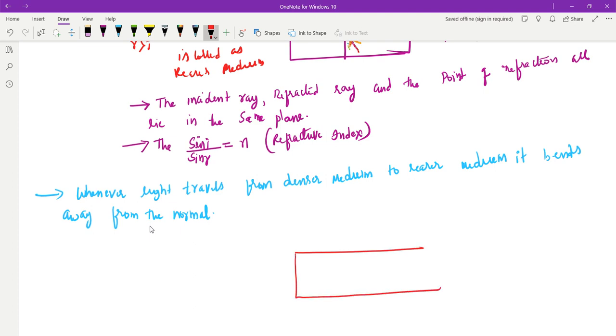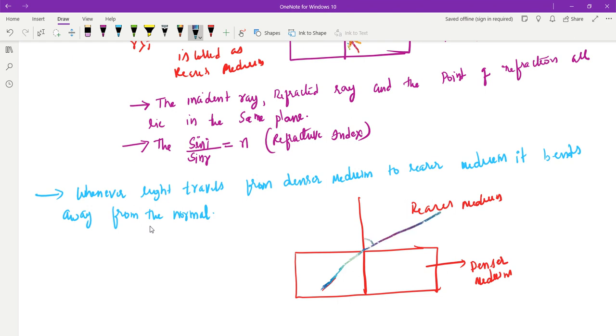Suppose you take this as a normal, and here take this as a denser medium, and this is the rarer medium. Now let us assume that the light is traveling from denser medium to rarer medium. This is the light. So what happens here? Light bends away from the normal. Away from the normal means it bends like this. So this is the angle of refraction.